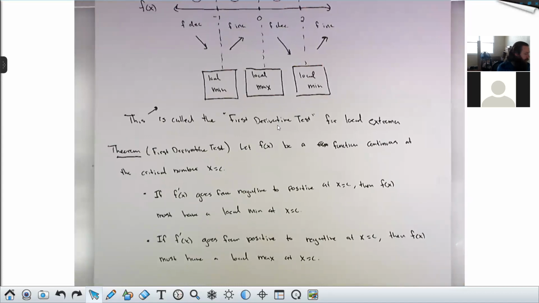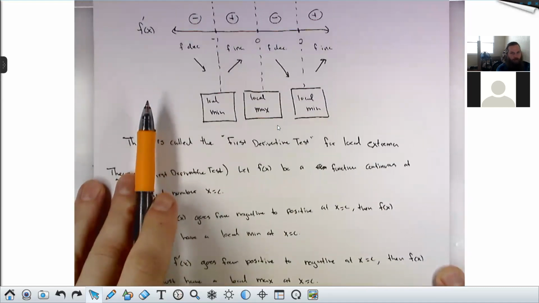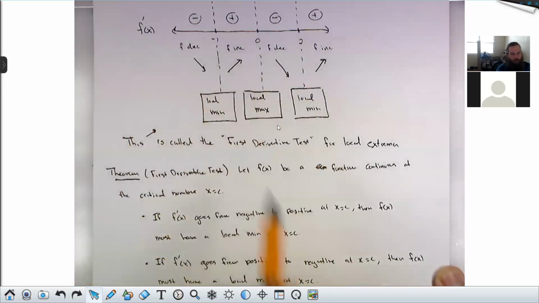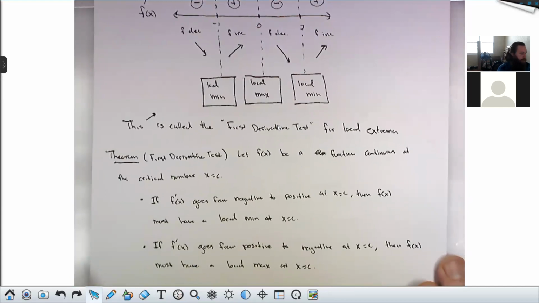Anytime we want to find mins and maxes, this is how we do it. We make the number line like this. We find where f is increasing and decreasing, and that will tell us also where we have local mins and local maxes. It's not the only way to do this.